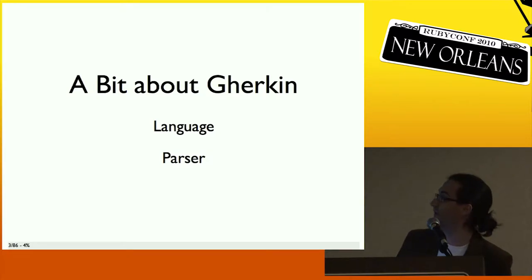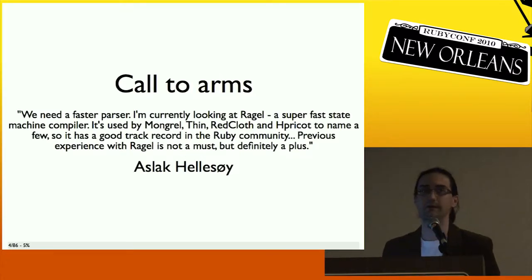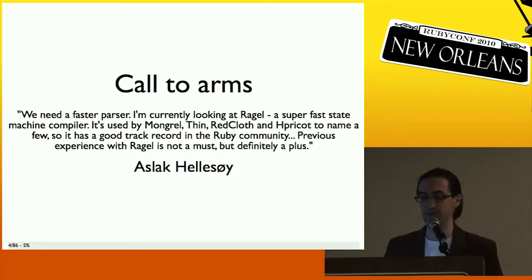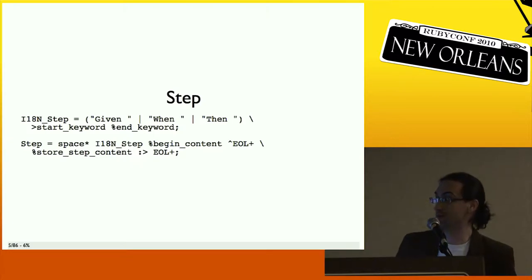About a year ago, Aslak Hellesøy, who's the creator and maintainer of Cucumber, sent out an email to the mailing list, and I'm not sure if you guys can read that, but it says, we need a faster parser. I'm currently looking at Ragel, a super fast state machine compiler. It's used by Mongrel, Thin, Redcloth, and Hpricot, to name a few, so it has a good track record in the Ruby community. Previous experience with Ragel is not a must, but it's definitely a plus. Well, there's some Ragel right there.